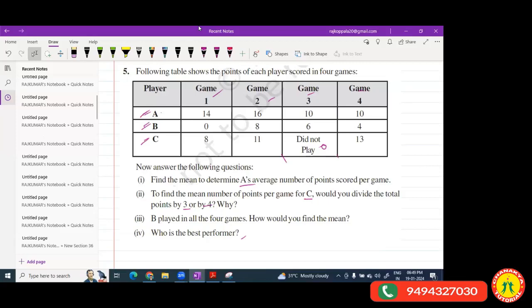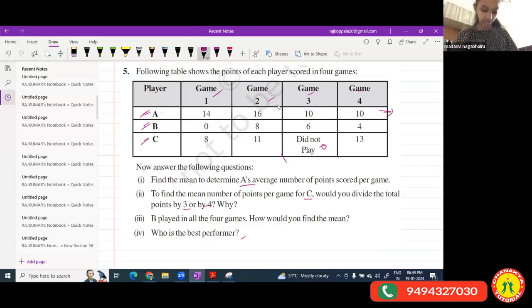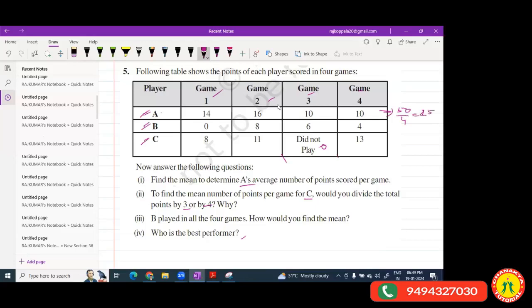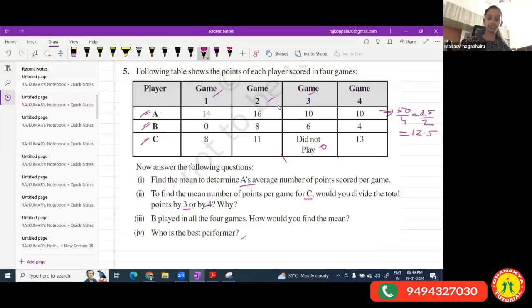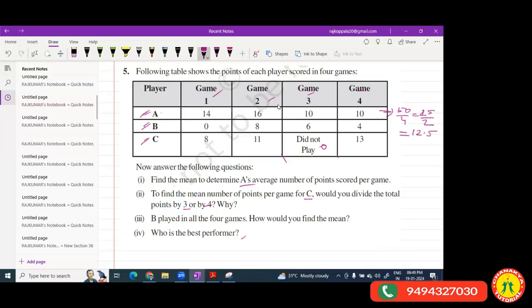Now tell me, Manasvi, what is the first question? A mean, how much? Sir, mean equals sum of all observations by number of observations. So 14 plus 16 plus 10 plus 10 by 4. The answer is 50 by 4, and then you can simplify it, and the answer will come as 25 by 2. 25 by 2 means how much? 12.5. Yes, right, sir.